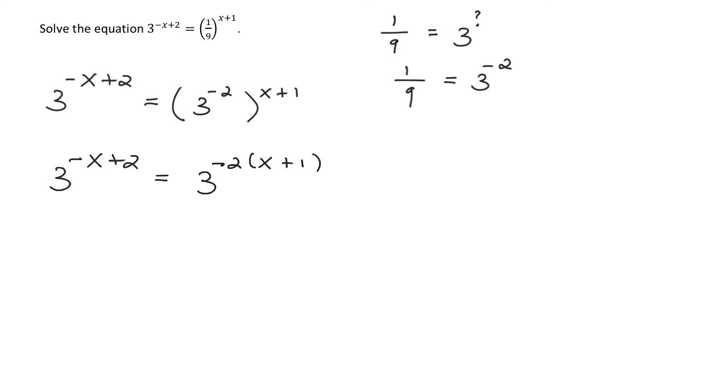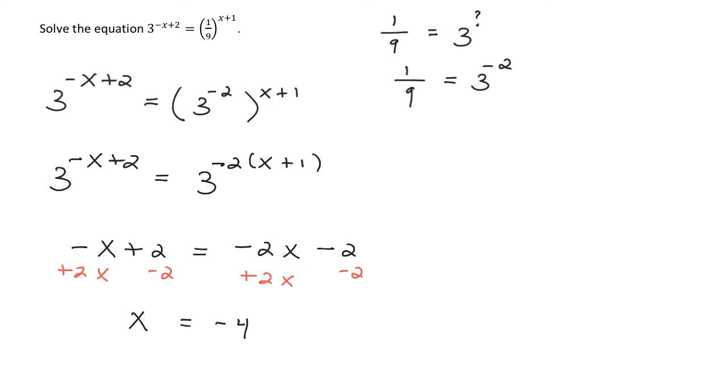Since the bases are identical, I can set the two exponents equal to each other. That is, negative x plus 2 is equal to negative 2x minus 2. To solve this linear equation for x, I think I'll add 2x to both sides and also subtract 2 from both sides. When I do this, I get x on the left and I get negative 4 on the right. And this is the solution to my equation.